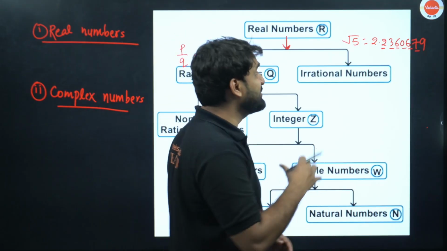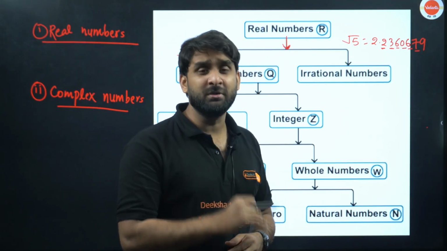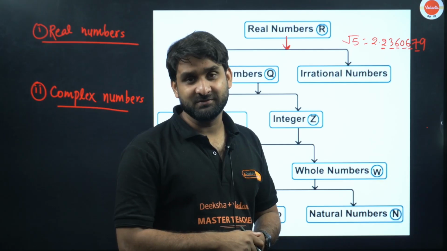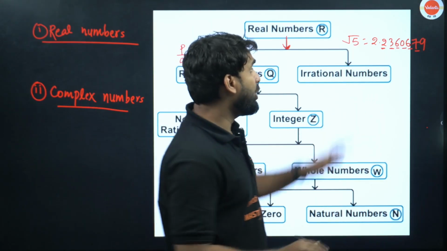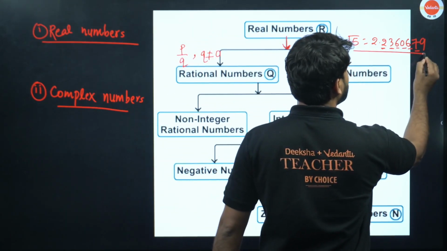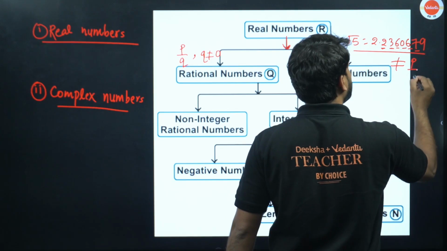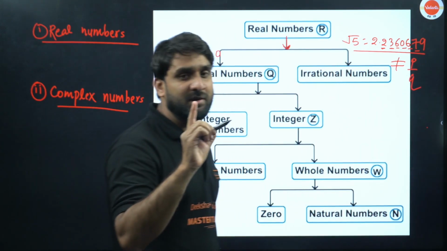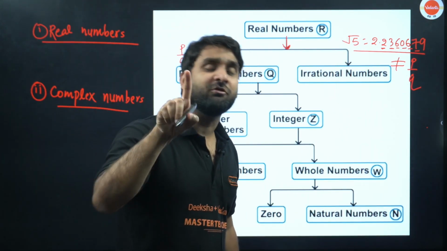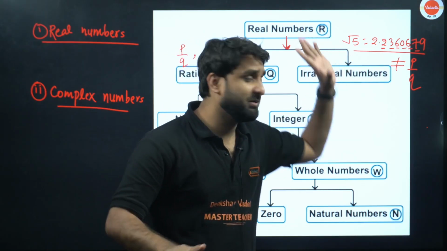Such decimals are called non-terminating, non-repeating decimals. And my dear champion, a non-terminating, non-repeating decimal can't be written in the form of p by q. Please keep it in mind. And if it can't be written in the form of p by q, it indicates that it has to be an irrational number.